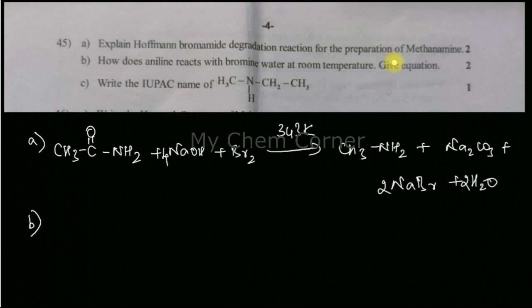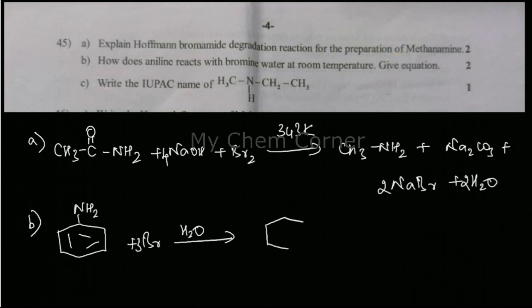Alright. Next question is how does aniline react with bromine water at room temperature, give equation. So you write down that aniline, C6H5NH2, reacting with Br2 and water. So you need 3 of this and you're going to form NH2 with a Br, a Br, and a Br plus 3 HBr. Alright, so same thing, you can write this in terms of words also. That will give you 1 more mark.